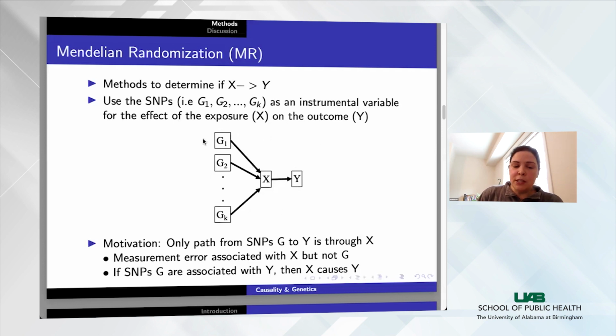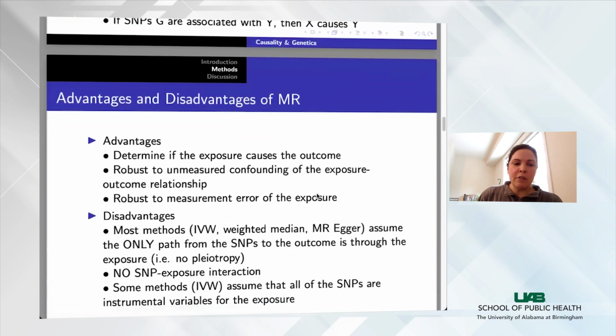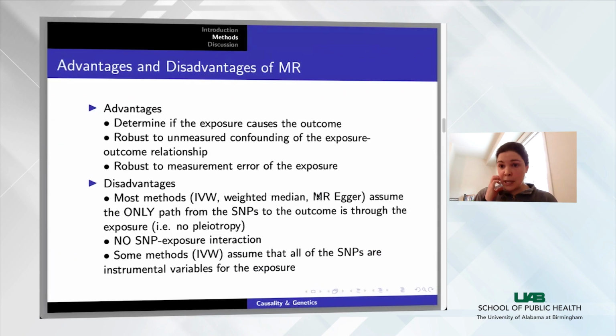But there are some advantages in this framework, one of which is we can have measurement error associated with X. Also, there can be unmeasured confounding between X and Y. And we can say something in terms of causation. But there is a lot of controversy over whether the methods and the assumptions are being met. And then there have been a lot of methods coming out since then that expand out, and we have different assumptions with them. So one of our advantages with MR, we can determine if the exposure causes the outcome. So we can start to say something about causation potentially.